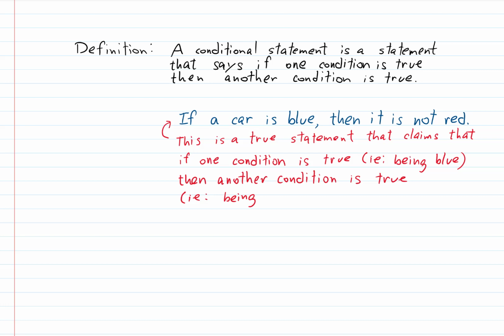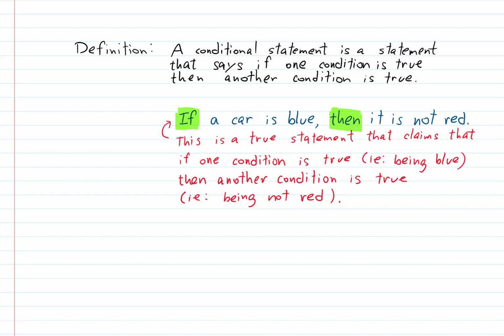Being not red. You might say not being red, or being not red. Same thing in my mind. Okay. Do you see how that is? And look at the key words there: if and then. Those are the clues for a conditional statement.